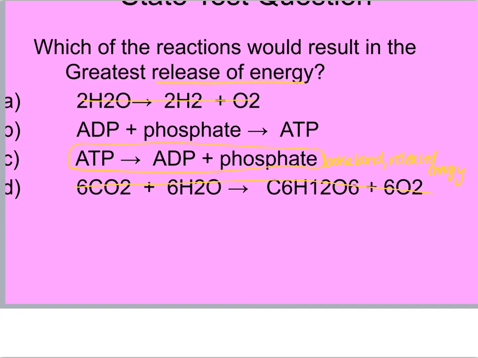Now in this one, we made a bond, so we stored, or you also may see it as absorbed, energy. So if this was worded differently, then that would be the answer.